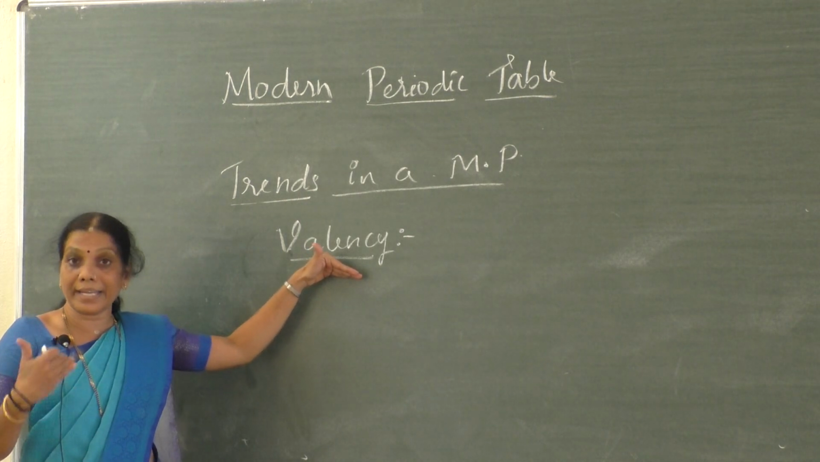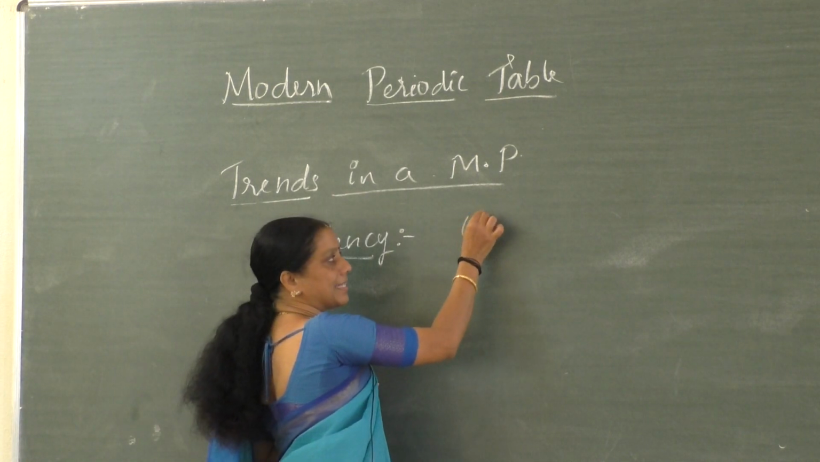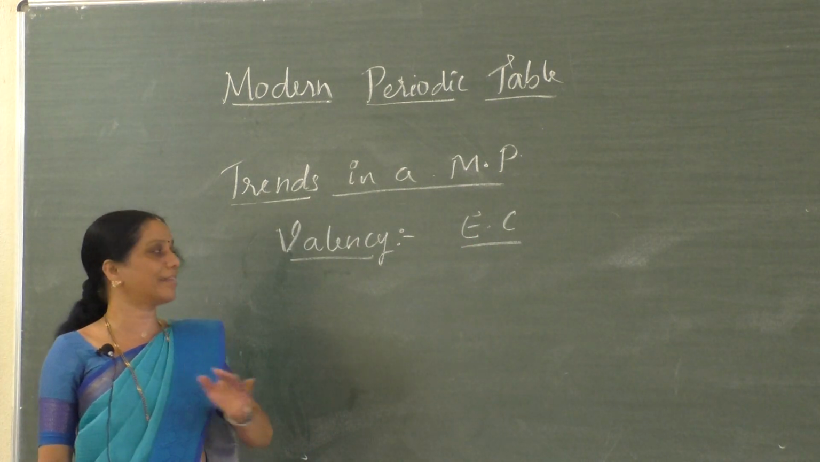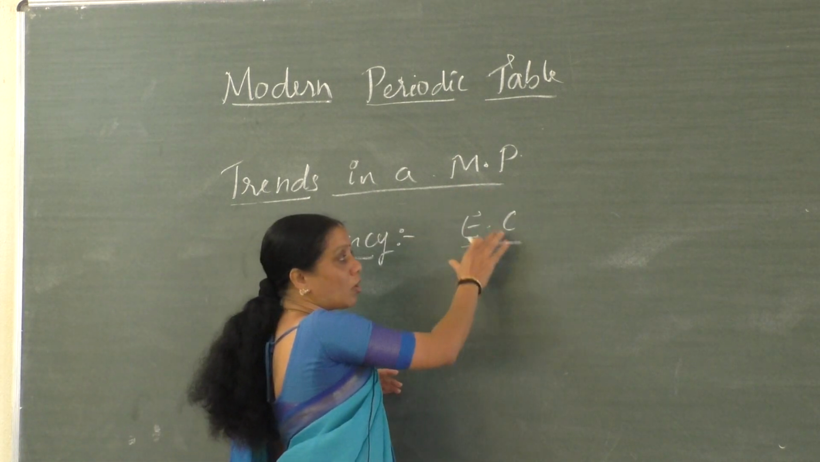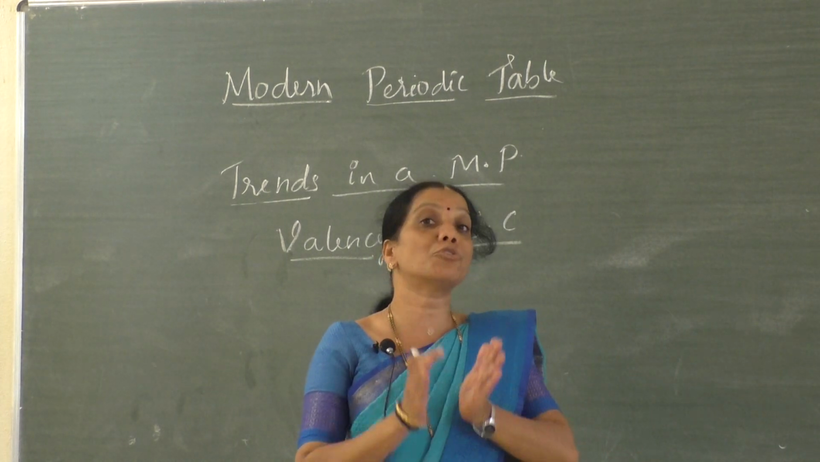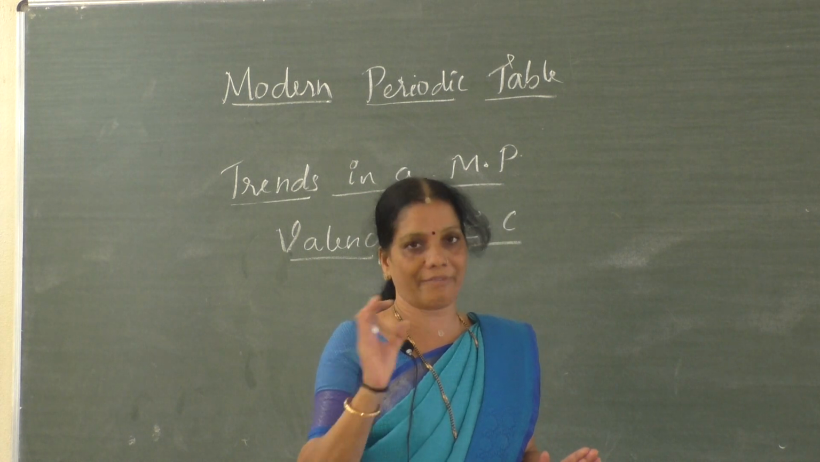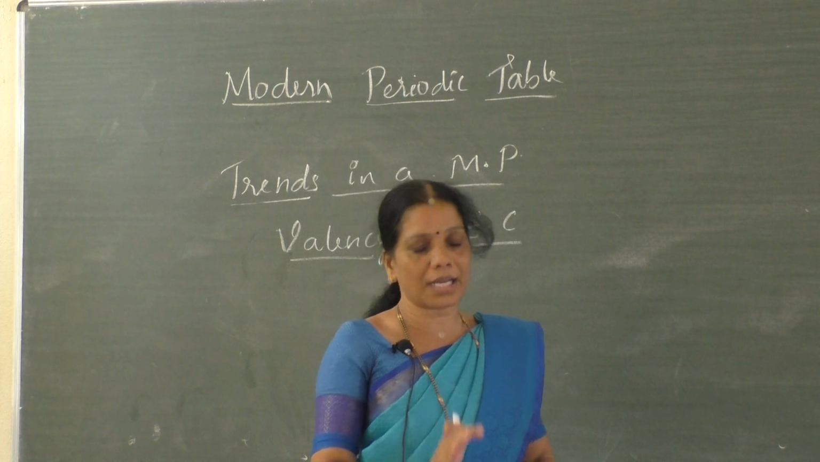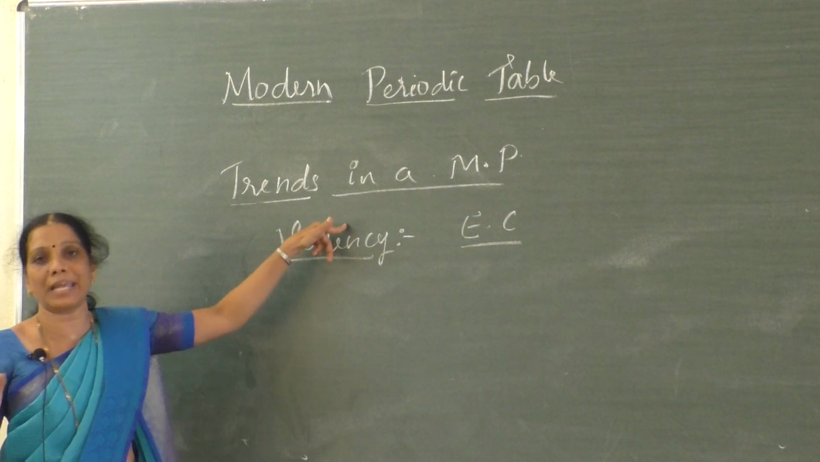We can calculate it by using the electronic configuration. We can calculate the valency by using what? Electronic configuration. How to calculate the valency by using the electronic configuration? That is by considering the electronic configuration of the valence shell. We know that the valence shell is also called what? Outermost main energy level. Now whatever may be the number of electrons present in the outermost shell, that always decides the valency of an element or an atom of an element.